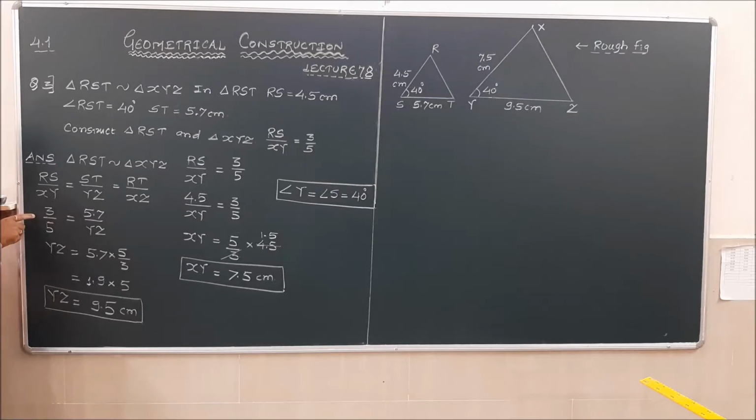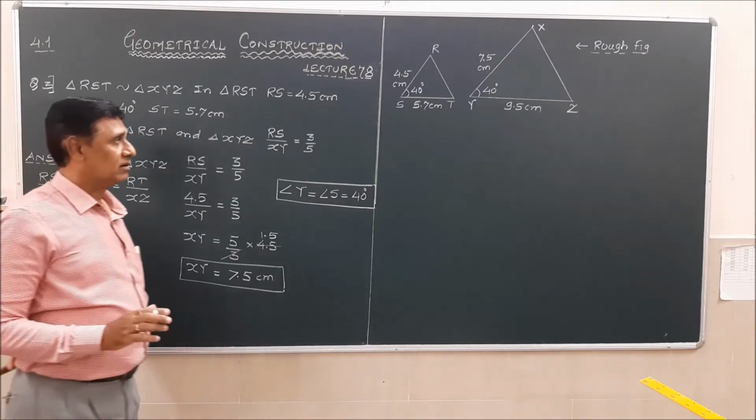So YZ is equal to 5.7 into 5/3. I have to take the reciprocal. If I transfer 3/5 to the right hand side it becomes 5/3. Now 5.7, the digits 5 plus 7 is 12, divisible by 3. So if I divide 5.7 by 3, I'll get 1.9. So 1.9 into 5, 19 into 5 is 95, 9.5 centimeter. So YZ is 9.5 centimeter.